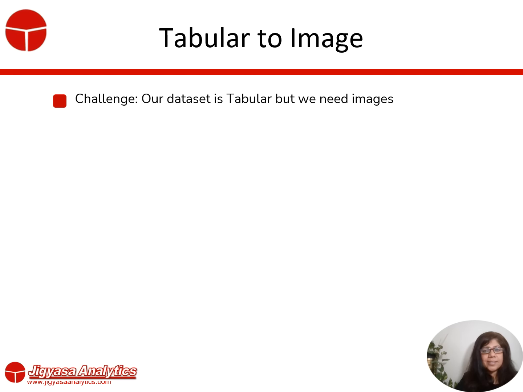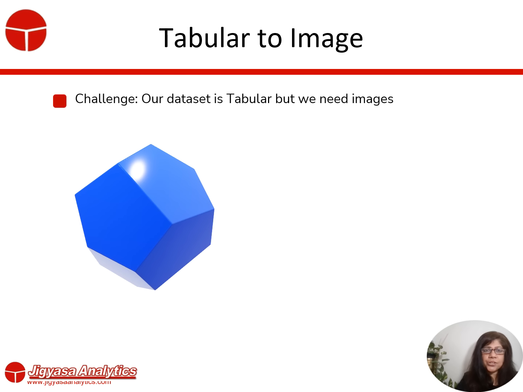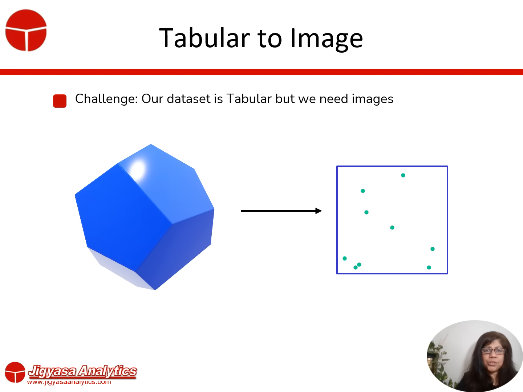The challenge is that our data is a tabular dataset, and tabular data lacks the spatial structure that CNNs require to operate effectively. In order to use the power of CNNs, we need images. So the next challenge is to convert this high-dimensional tabular dataset to images. There are many ways in which this can be done, even when we have a tabular dataset with a large number of rows and columns.